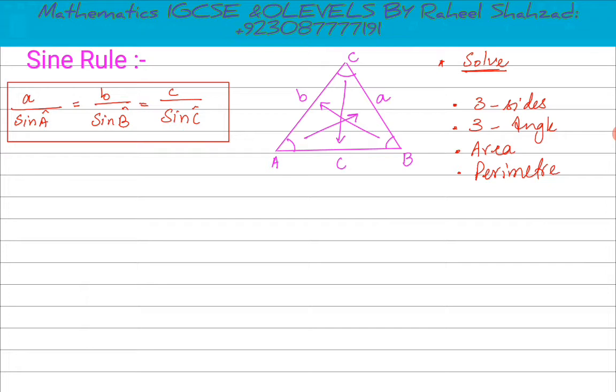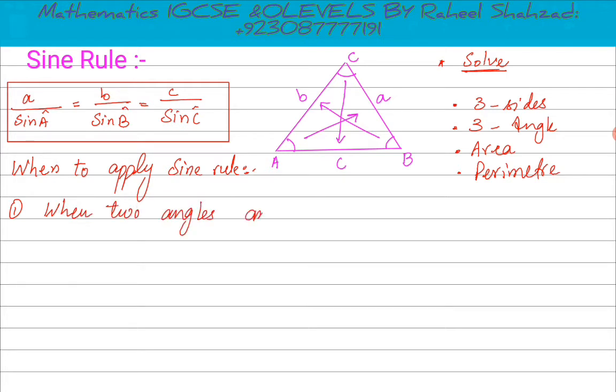Okay students, now there is a big problem students usually face: when to apply the sine rule and when to apply the cos rule. So there are certain conditions for applying the sine rule. Let's discuss when we can apply it. There are generally two situations. Number one, when two angles and one side are given, we can apply the sine rule.